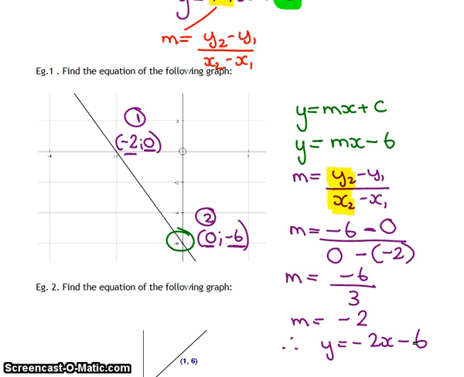Please make sure that you always look back and think, do I think I'm right? Now, I do think I'm right because I can see my graph is slanting downwards. Therefore, I did expect a negative gradient. It does go through minus 6 on the y-axis, so I think this is probably correct.